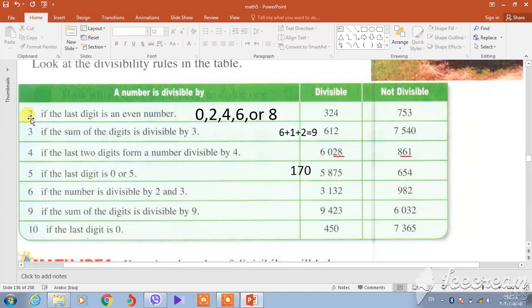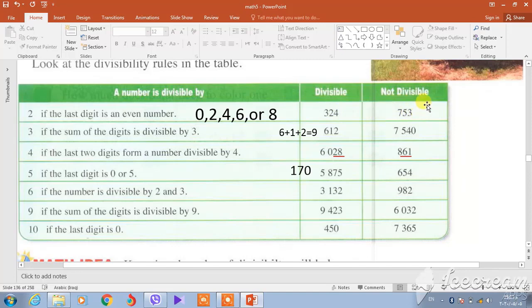A number is divisible by 2 if the last digit is an even number. What do you mean by that? If the last digit is an even number, it means the last digit is 0, 2, 4, 6 or 8. If the last digit is one of these numbers, it means this number is divisible by 2. For example, we have 324. Is it divisible by 2 or not? Yes, it's divisible because the last digit is 4. 4 is divisible by 2, so 324 is also divisible by 2.